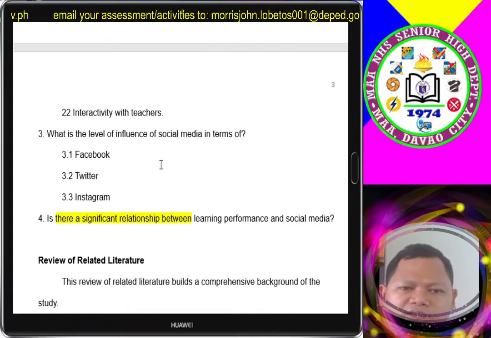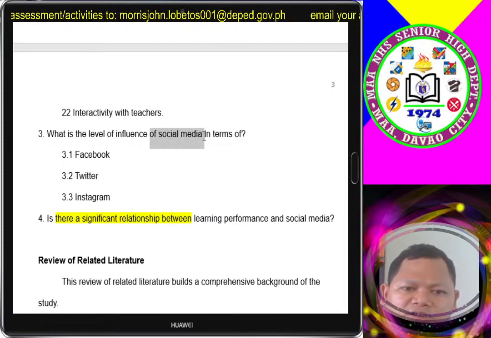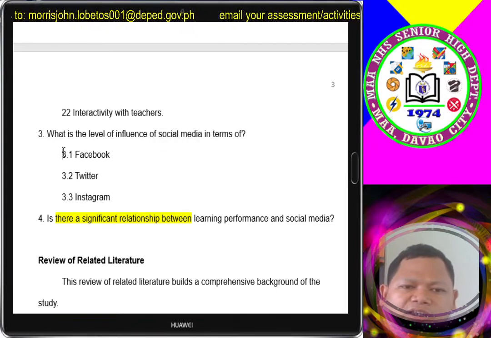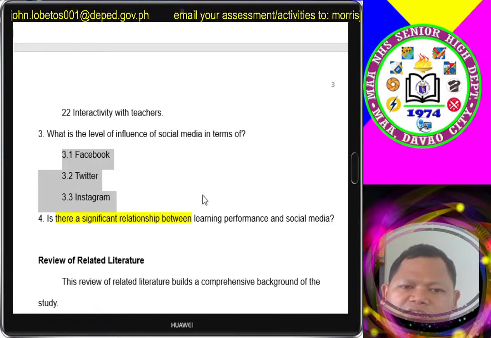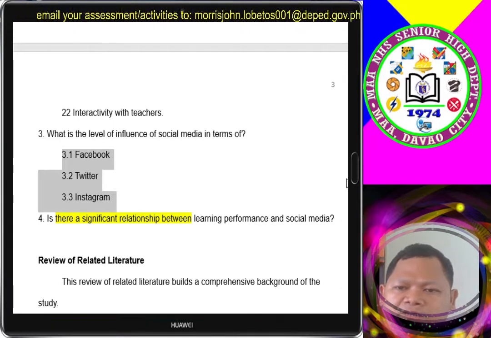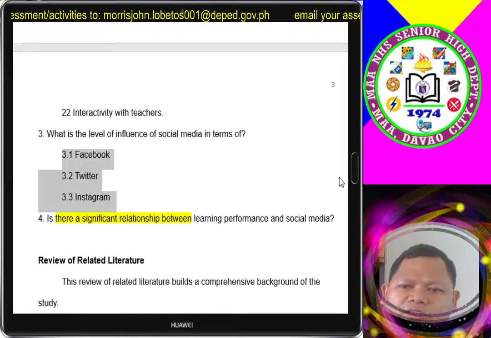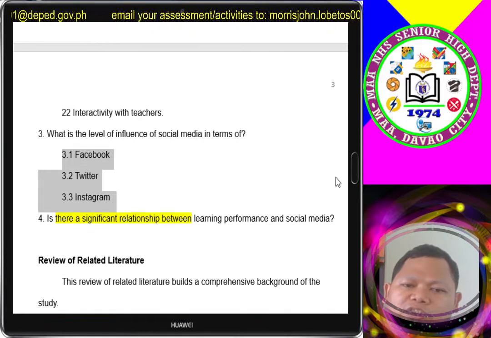Okay, as you can see, it is very specific. Social media is very broad. So in this study, we are only talking about these 3 social media platforms. Okay, so that is how to make research questions. They must be specific enough for you to answer within the timeline given to you. Especially now, we are only up to December to complete your research paper.